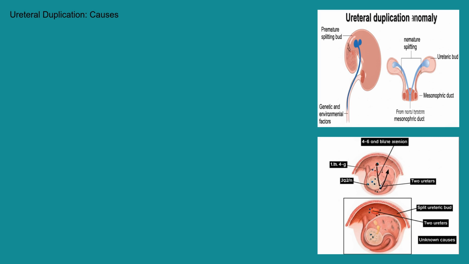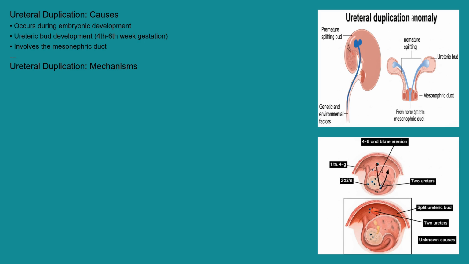It all begins during embryonic development. Around the 4th to 6th week of gestation, the ureteric bud, which eventually forms the ureter, grows from the mesonephric duct. Ureteral duplication occurs when this ureteric bud splits prematurely, or when two separate ureteric buds arise from the mesonephric duct. The exact reason why this happens is not fully understood, but genetic factors are thought to play a role.